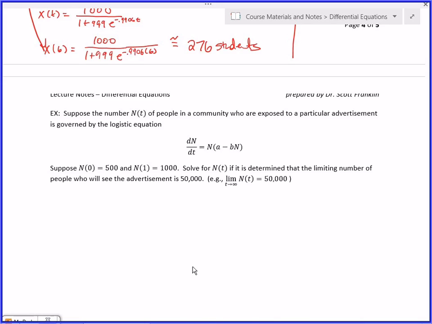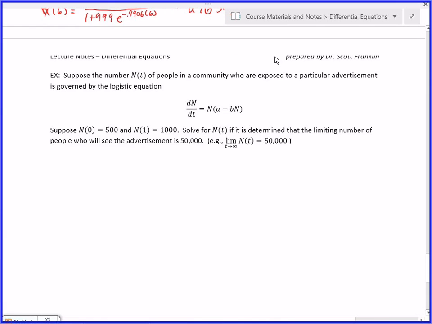well, now I've got to go ahead and work it. You're given your initial condition, right? There's your N naught. The other piece of information that you're given about this, you've got a community of people being exposed to a particular advertisement. We're claiming it's governed by the traditional logistic equation. Okay?